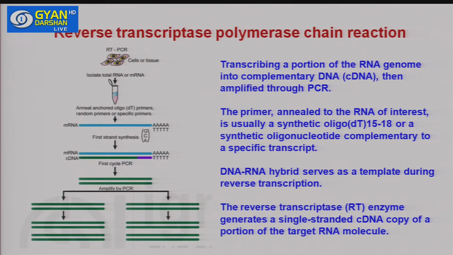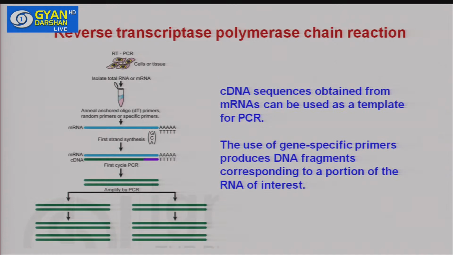So what you do in this case, you isolate the RNA, and then using the reverse transcriptase enzyme, you convert the RNA to the cDNA or the complementary DNA. So the primer annealed to the RNA of interest is usually a synthetic oligo-dT or a synthetic oligonucleotide complementary to a specific transcript, and this DNA-RNA hybrid will serve as a template for reverse transcription. So you use the reverse transcriptase enzyme, and using the cDNA, you get the desirable target gene of interest. That is, whether the gene is expressed or not can be confirmed through RT-PCR.